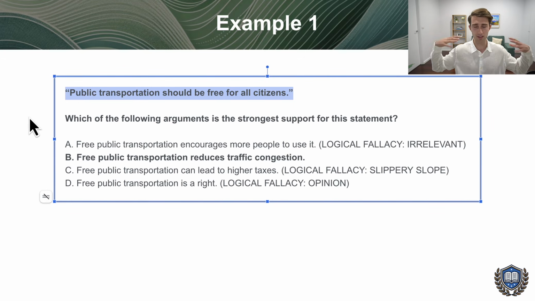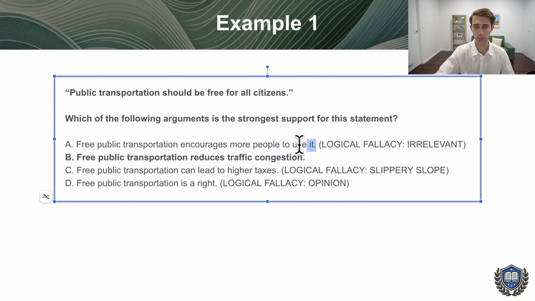Now, if you imagine some council sitting around a desk, they wouldn't necessarily say, we just want people to use public transport. We don't care about any other benefit. We just want them using it just for no reason. They want people to use it for a reason. And that reason is probably to get more cars off the road to reduce traffic congestion. And so this statement here is a little bit irrelevant.